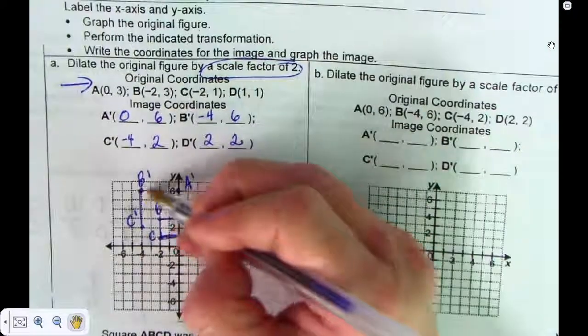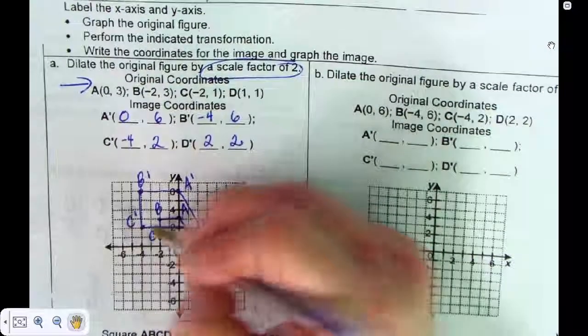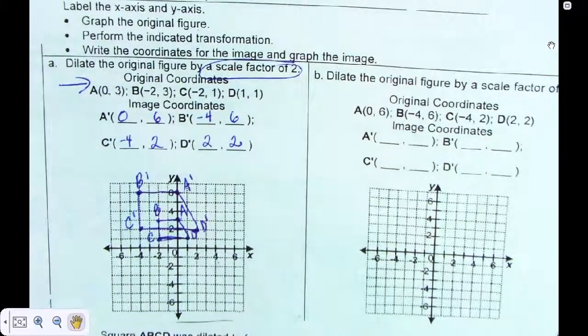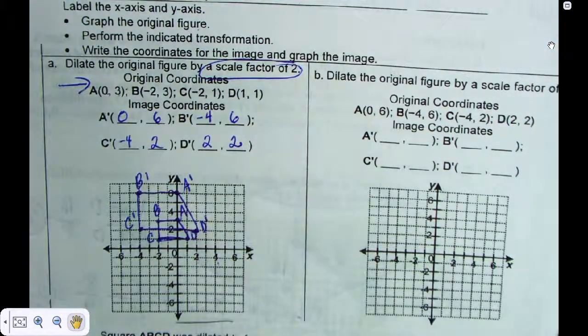Should our figure be congruent? No. It's not the same size. Should it be proportional? Yes. Not congruent. We've made it 2 times bigger.